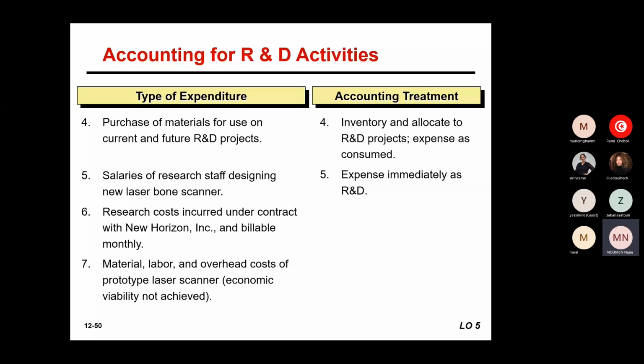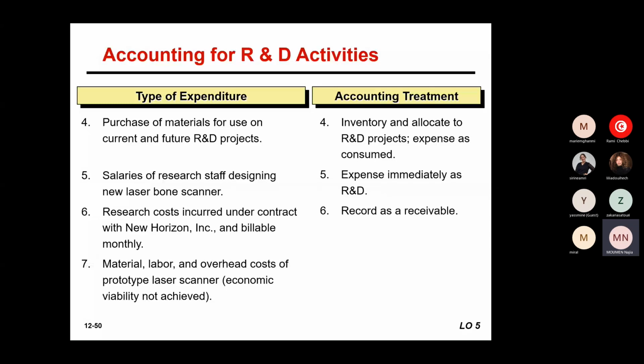So when you have research costs incurred under contract with the New Horizon and billable monthly, okay? So again, that will be recorded here as receivable. Why receivable? Because here you just have a contract and you will be receiving this amount monthly, meaning that you have this economic benefit that will flow to the business every month or every period. That's why it should be reported as receivable.